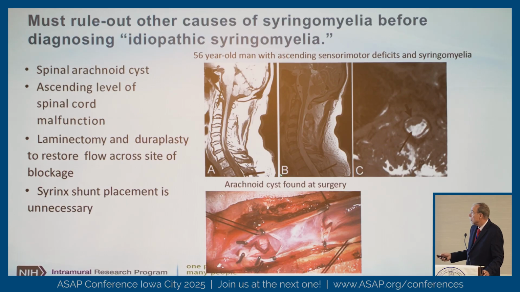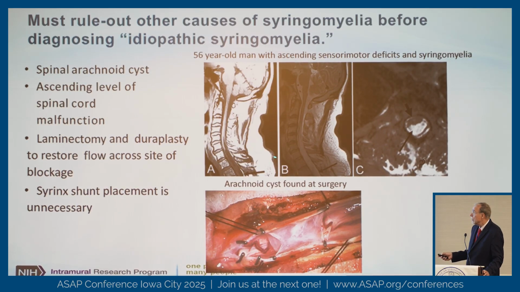This was a man that I saw, and he was referred. He said he didn't want to get a shunt, and so he came in with this scan, and right at the bottom of the scan, there was a sort of indentation, and we worked it up, and we found out that was a cyst that was pressing on the spinal cord, and then at surgery, it was an arachnoid cyst, and we took that out.